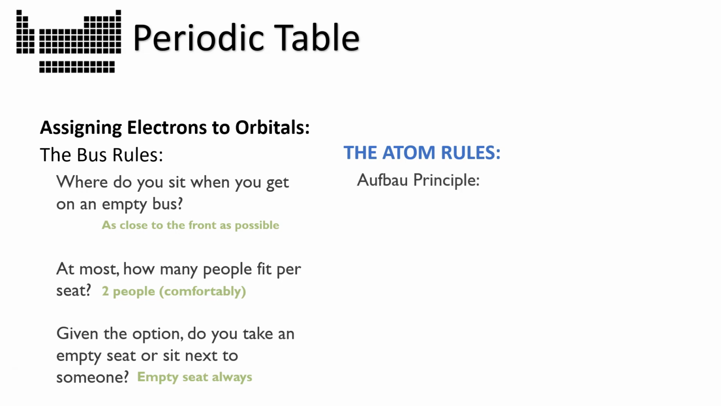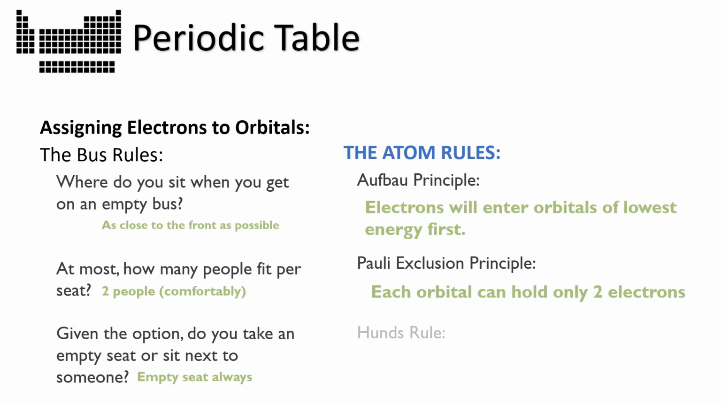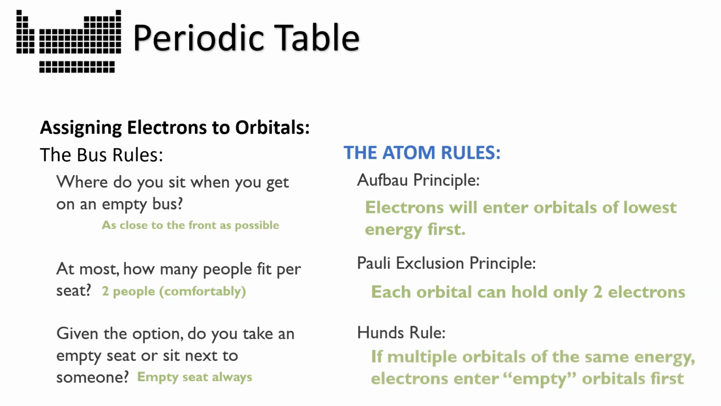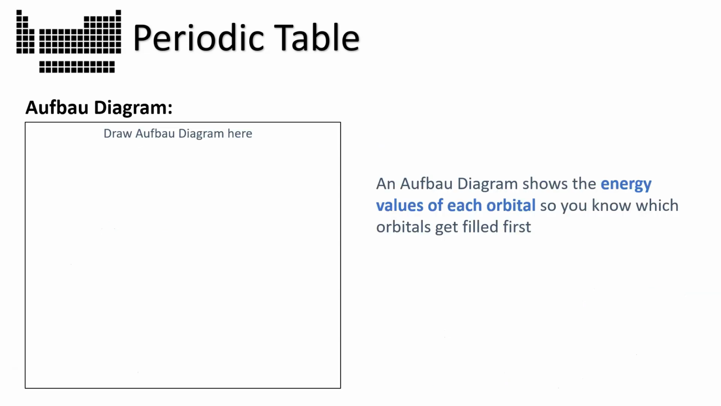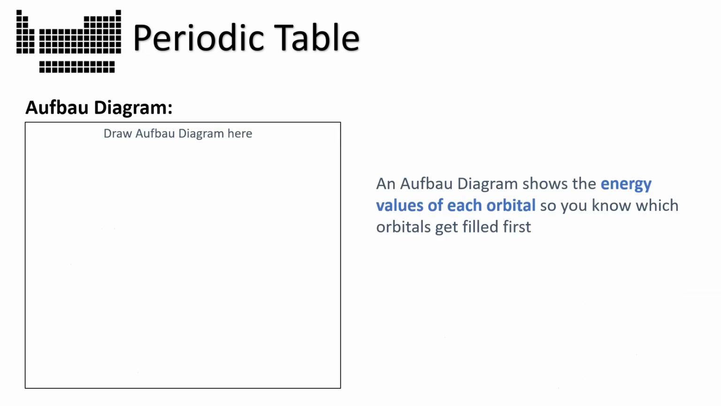Just like we sit as close to the front of the bus as possible, that same rule is described by the Aufbau principle, which says electrons are going to enter orbitals of the lowest energy level first, synonymous with the front of the bus. Just like it's 2 people per seat comfortably, the Pauli exclusion principle tells us that each orbital can hold only 2 electrons. And lastly, given the option, do you take the empty seat or sit next to someone else? Hund's rule tells us if there are multiple orbitals that all have the same energy, electrons are going to take the empty orbital first. You'll see all of these rules applied in a diagram that is called an Aufbau diagram.